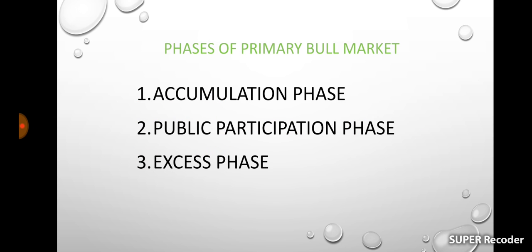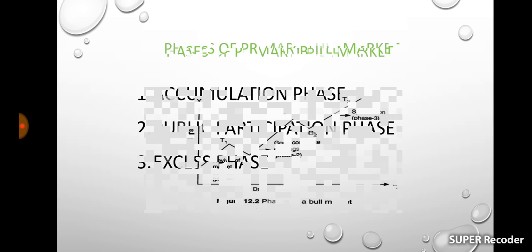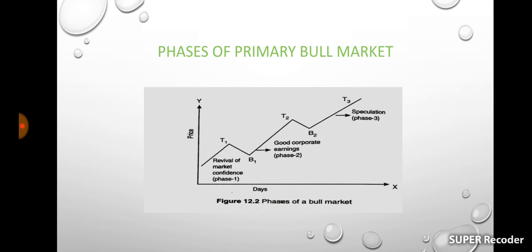Three stages are identified in both primary bull market and primary bear market. These are the phases of primary bull market. First one is accumulation phase, second one is public participation phase, and third one is excess phase. Here you can see the different phases of primary bull market. T1 represents the accumulation phase, T2 represents the public participation phase and T3 represents the excess phase. The movements opposite to the primary trend, like B1 and B2, are known as secondary trends.